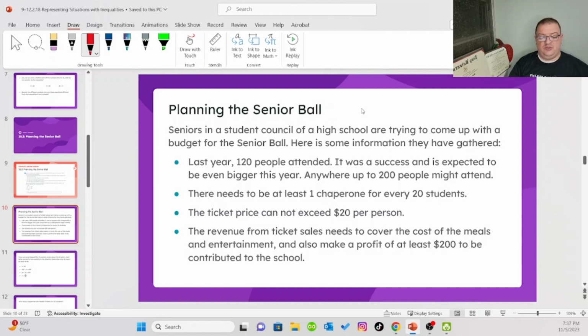Anywhere up to 200 people might attend. There needs to be at least one chaperone for every 20 students. The ticket price cannot exceed $20 per person. The revenue from ticket sales needs to cover the cost of the meals and entertainment, and also make a profit of at least $200 to be contributed to the school.